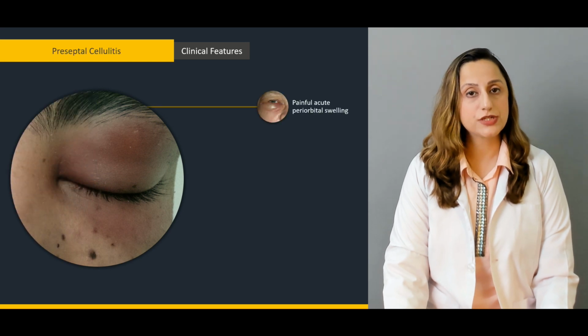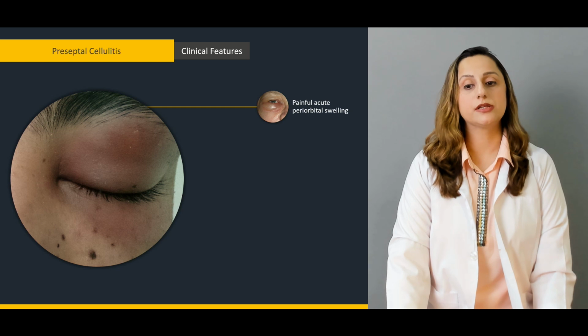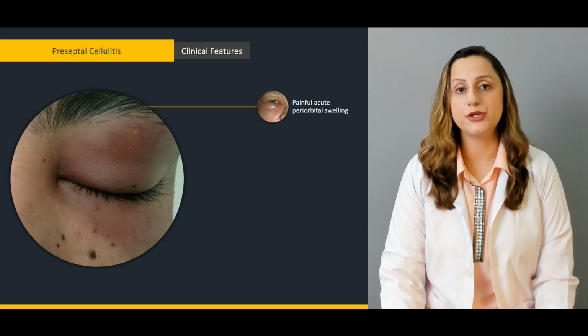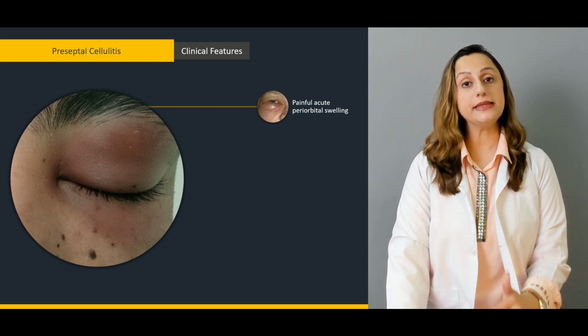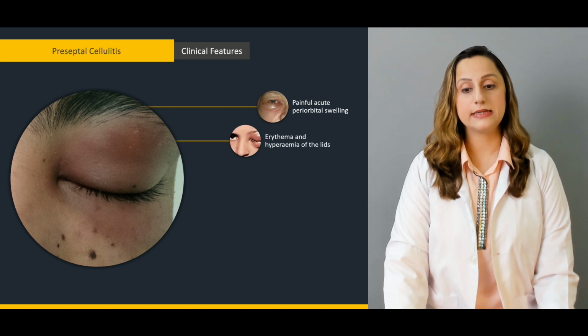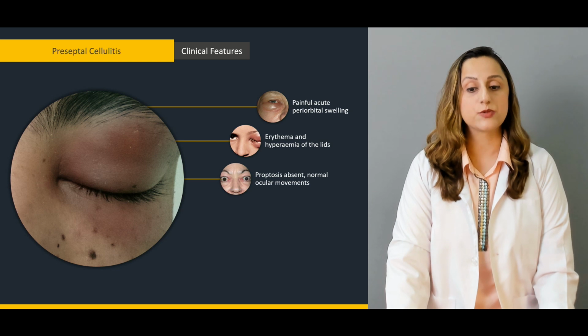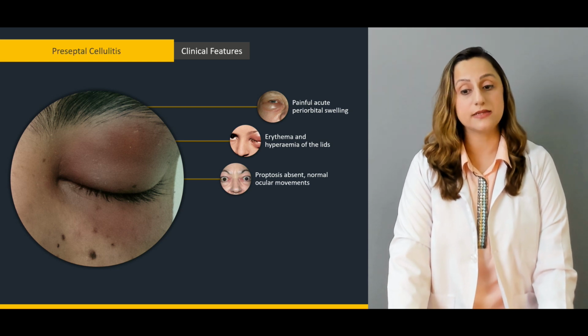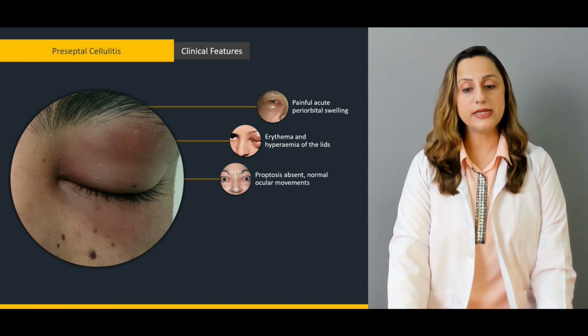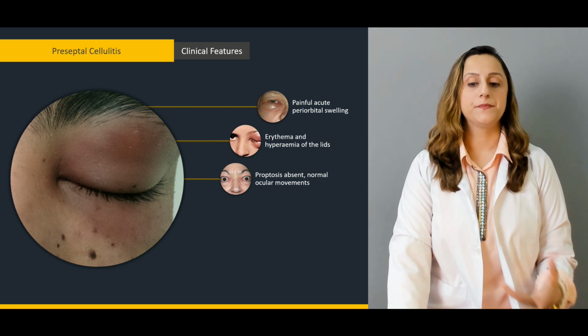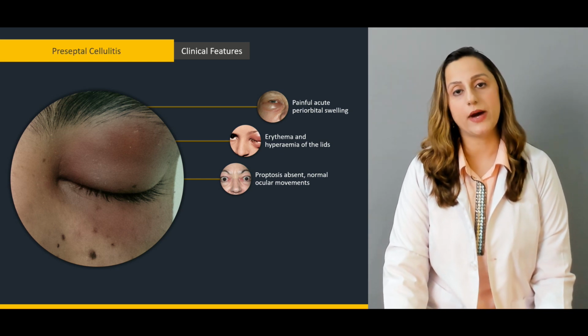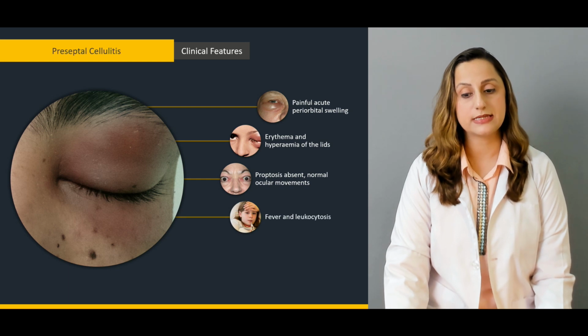The clinical features of preseptal cellulitis would include a painful acute preorbital swelling. That would be the main feature here, and it would result in erythema and hyperemia of the lids. Proptosis is absent in these individuals. Usually ocular movements are quite normal in these patients.